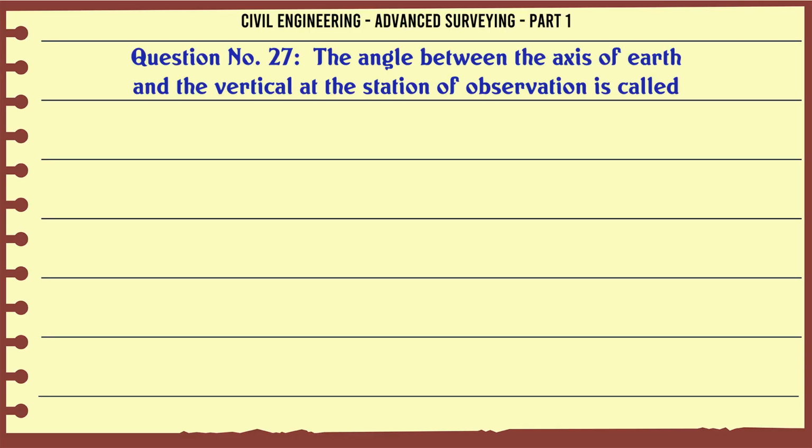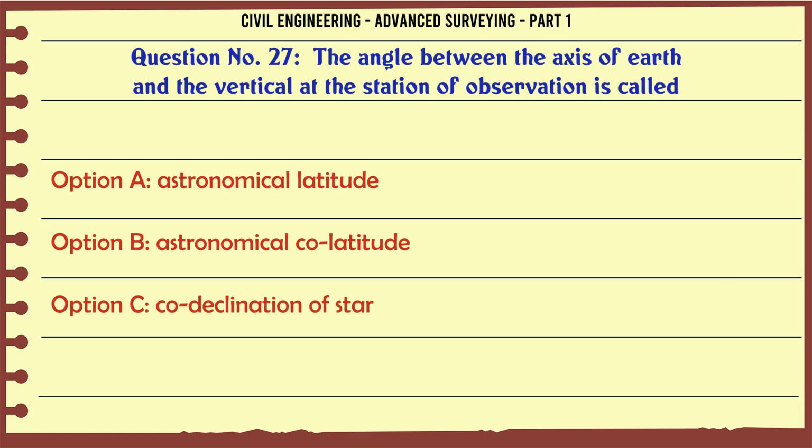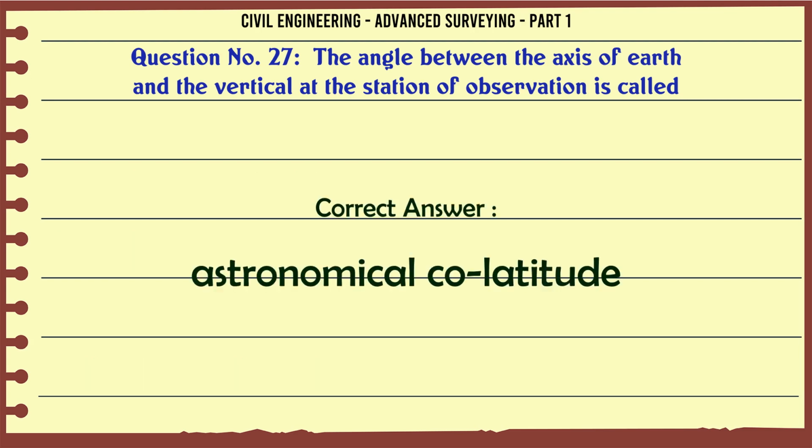The angle between the axis of Earth and the vertical at the station of observation is called A. astronomical latitude, B. astronomical colatitude, C. co-declination of star, D. declination of star. The correct answer is astronomical colatitude.